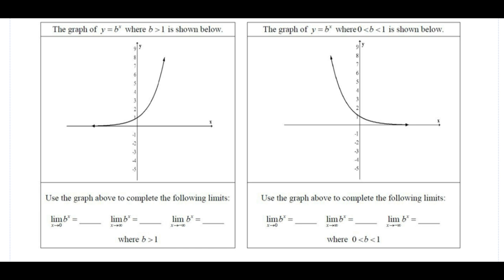Looks like 1. What is the limit as x goes to infinity of b to the x? Infinity. What is the limit as x approaches negative infinity? Technically, you're supposed to say the limit of b to the x as x approaches negative infinity is 0. Is it ever 0? No. But it's going to approach 0, right?